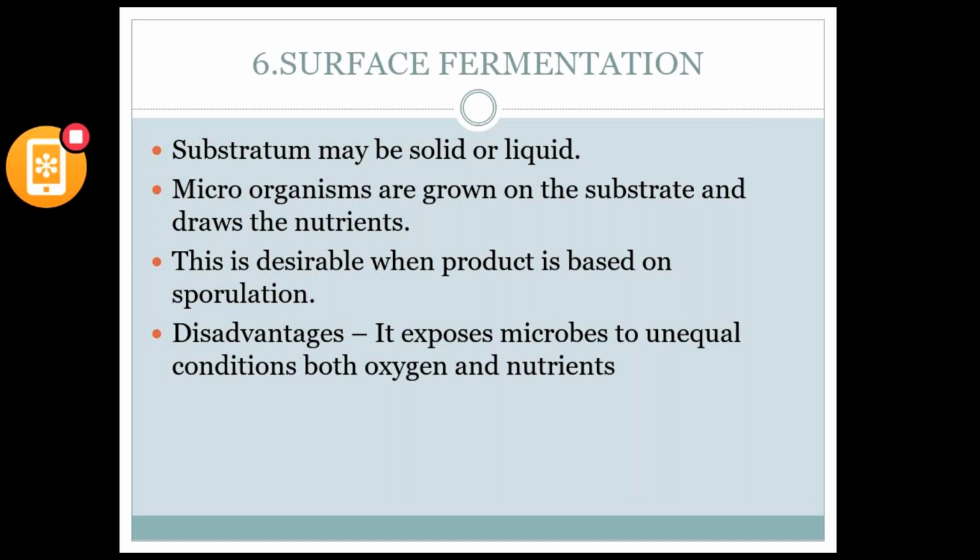And next, this fermentation is desirable when the product is based on sporulation. We all know what sporulation means. The sporulation process involves the production of spores, and spore growth will be more when the microorganisms are not dispersed in the substances. When they are dispersed, the complete fermentation process will be different, and it is completely different. We can say this one is submerged fermentation.